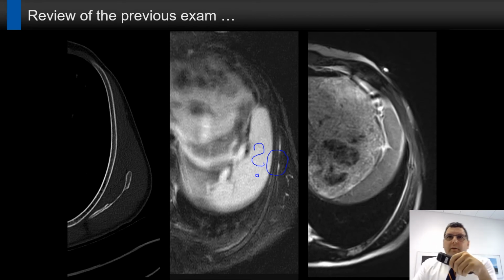I reviewed the exam. I was pretty sure that there was nothing on the CT, on the initial CT. Going back to the initial MRI, which I did, I saw a little bit of this hyper signal intensity here, but I was 100% sure that these are the vessels. This is the rib here.